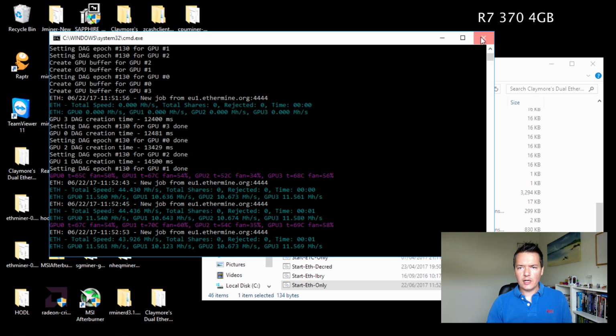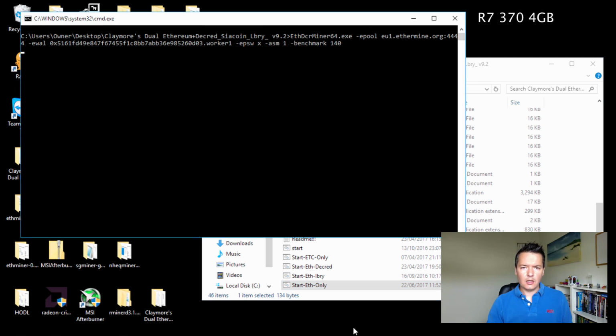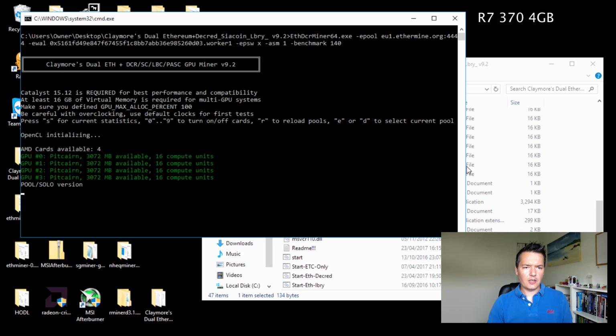So let's try it at 140 now. We've already edited the batch file, so we're going to test it at epoch 140. Like I say, looking out into the future, about 45 days into the future, a month and a half, and just see what results we get at that point.